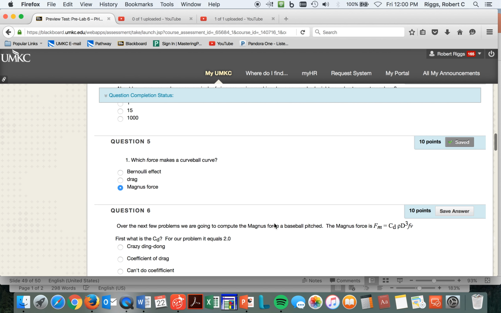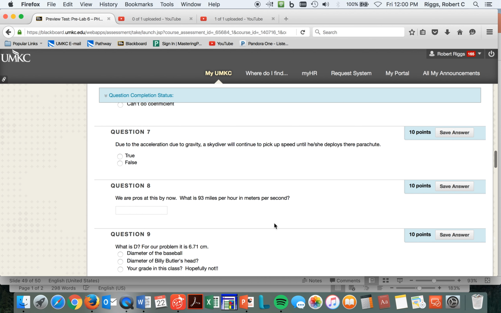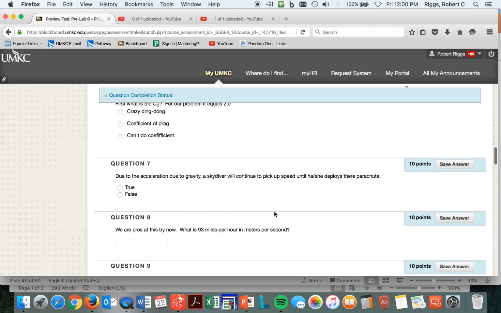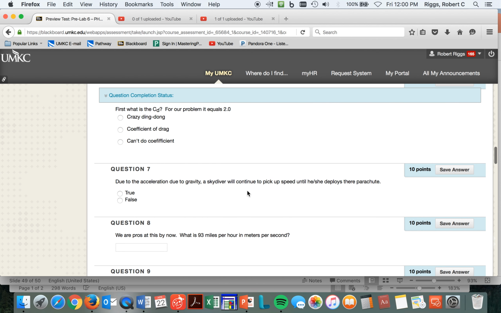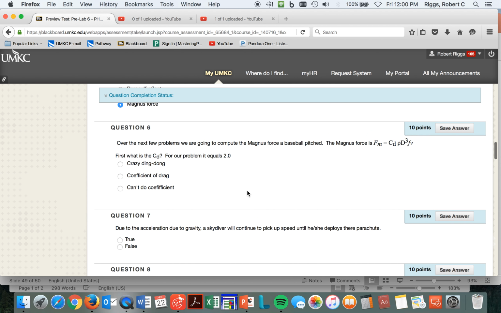Okay, so we've looked at these things. I just told you about the Magnus force. Over the next two problems, we're going to compute the Magnus force of a baseball pitched. The Magnus force is given because you're going to have to do this. This gets you in practice for doing your calculations.